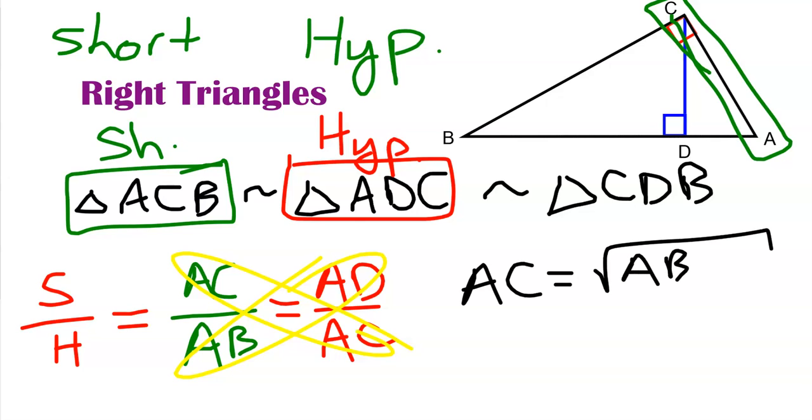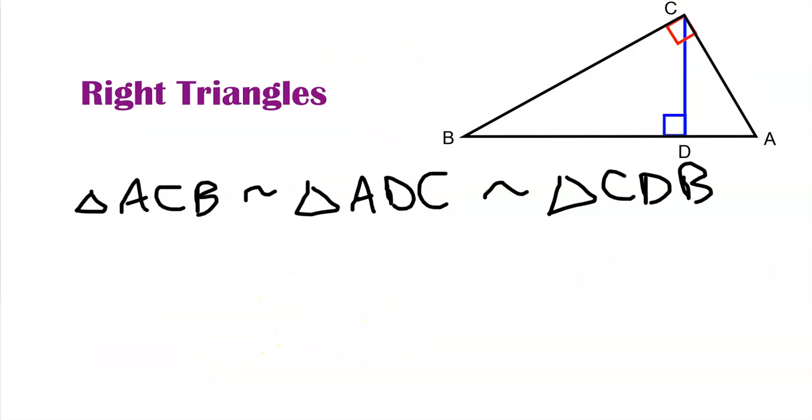Now, this is slightly different from what we saw before, where it's not the geometric mean of the two pieces of the hypotenuse. In this case, AC is the geometric mean of this close piece of the hypotenuse, AD, along with the entire hypotenuse, AB, which is an interesting thing in and of its own right. Now let's see if the same is true with BC, and if the same is true with BC, then we can say that this is a corollary and an important result.